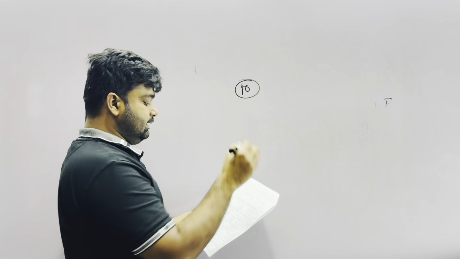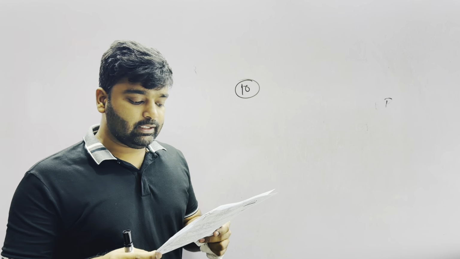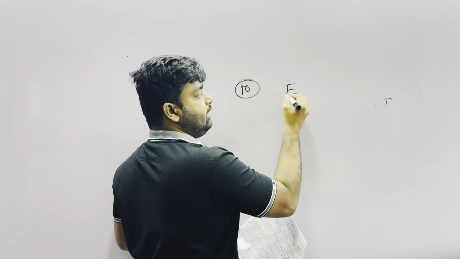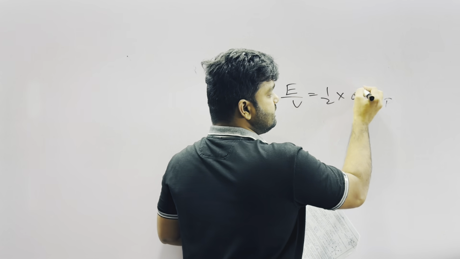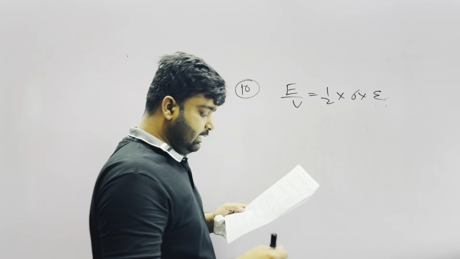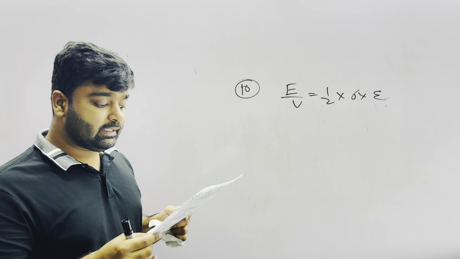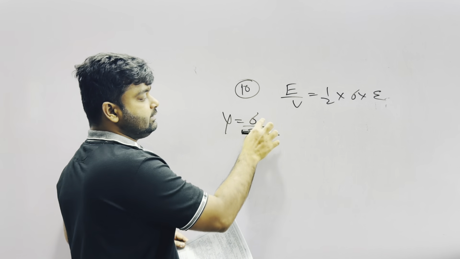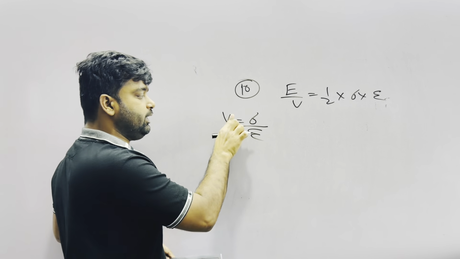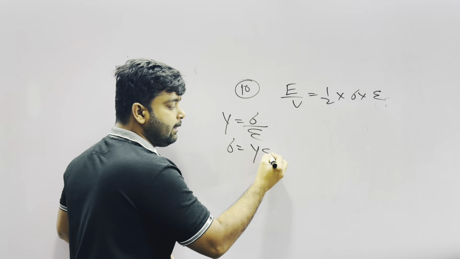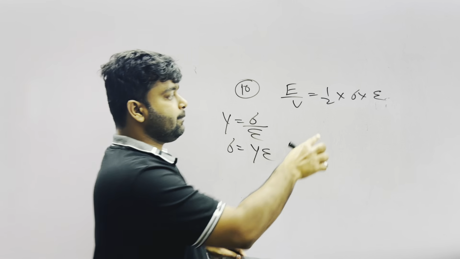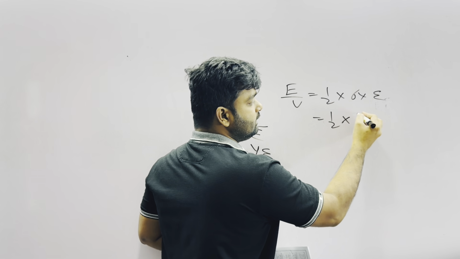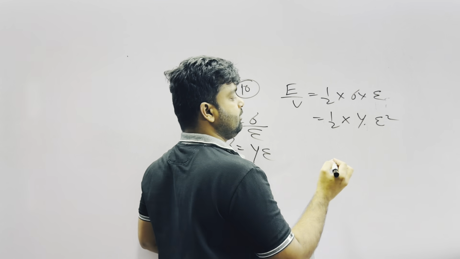Number 10, energy stored in unit volume. The equation is half into stress into strain. Here stress is not given, but Young's modulus is given. We know the relationship between stress and strain: stress over strain is equal to Young's modulus. Therefore, we can substitute stress equals Young's modulus into strain. If you substitute, you will get the equation half Young's modulus into strain square.